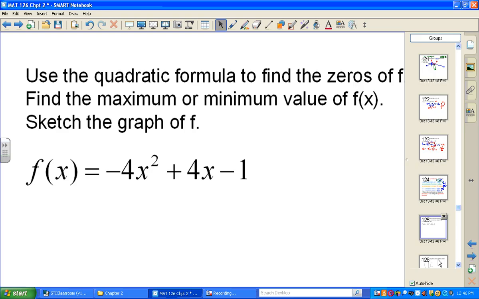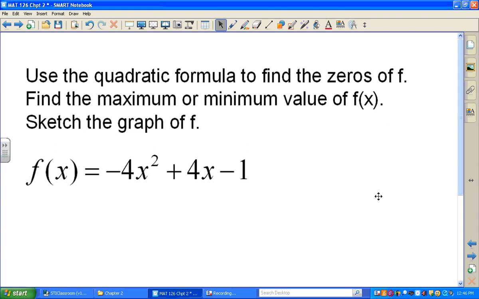Excellent. All right. Find the zeros of f and find the maximum or minimum of f of x and sketch the graph of f. This is really cool. Use a quadratic formula to find the zeros of f.